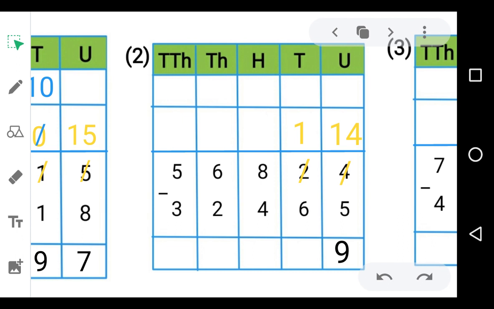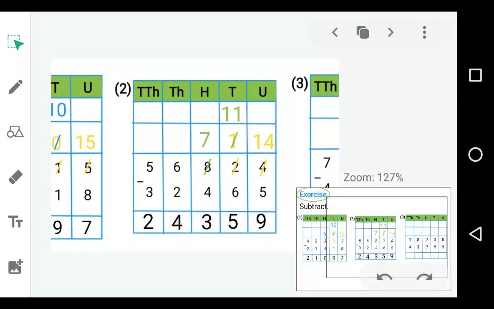Now see at the tens place, we have to subtract 6 from 1. We cannot subtract 6 from 1. So borrow 1 from the hundred place. At the hundred place 8 will be 7, and at the tens place 1 will be 11. 11 minus 6, 5. Now at the hundred place 7 minus 4, 3. At the thousand place 6 minus 2, 4. At the 10,000 place 5 minus 3, 2. So here we get the answer 24,359. Now see the next one.